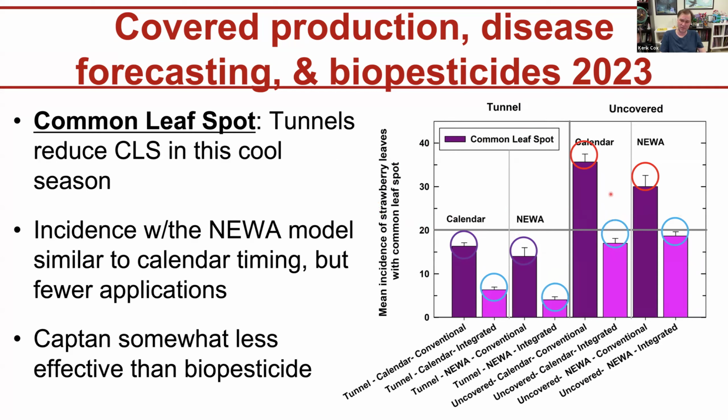We have a lot of failures, and particularly in the programs where we use Captan a lot, calendar and being in the uncovered. Even using the model, you still had a lot of trouble out in the open. And then the bottom line is, yep, you get fairly similar results between our calendar schedule and NUA, but you're spraying a lot less. And we didn't really find an appreciable advantage using Captan over Double Nickel and the other stuff.